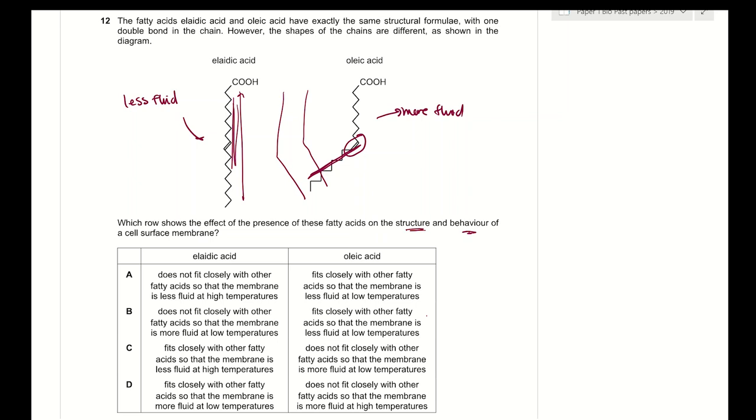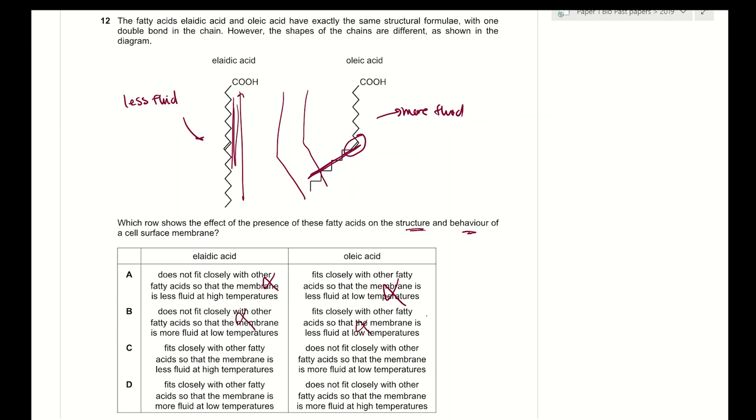Does not fit closely with other fatty acids. Now, we just said that because it's a straight chain, it fits closely. Therefore, this is incorrect. And for oleic acid, fits closely with other fatty acids. This is incorrect. For B, does not fit closely. This is also incorrect.